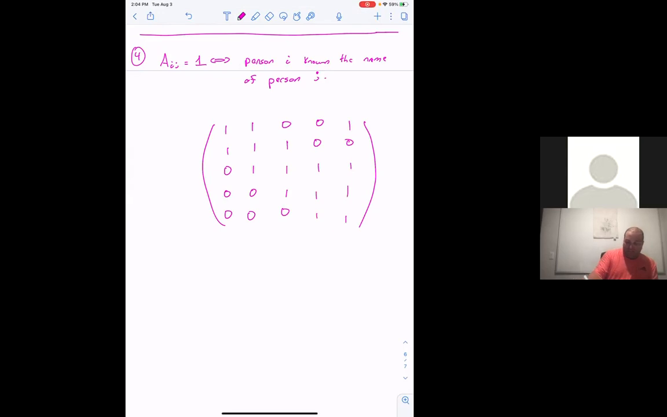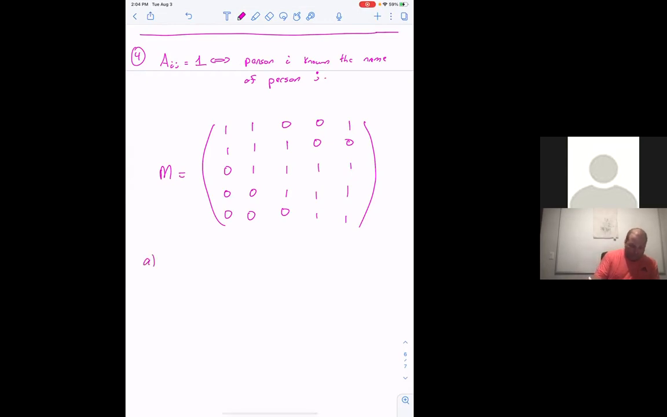Okay, so this is the adjacency matrix. Who knows the most number of people just by looking? Person C, person 3, knows 4 people's names versus 3, 3, 3, and 2. So person C, way to go.